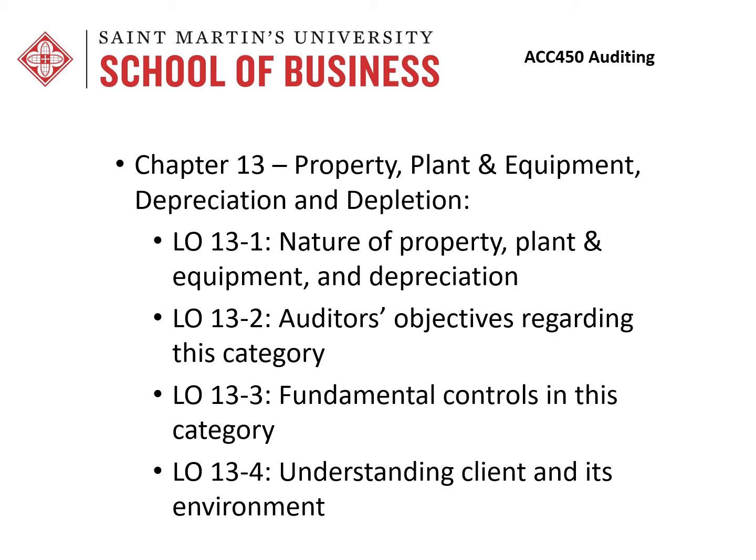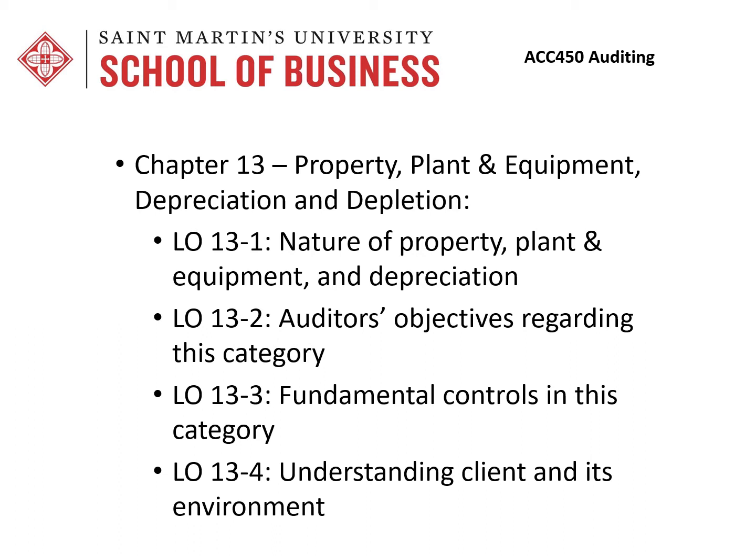So jumping into chapter 13, this chapter deals with property, plant, and equipment, and then the related income statement accounts of depreciation and depletion, and amortization, I guess I would include as well. So this is an important category in that for many companies, manufacturing companies in particular, this could represent 50% or more of their assets. So it's a big chunk of their balance sheet. And that's why it takes some time and care from an auditing perspective.